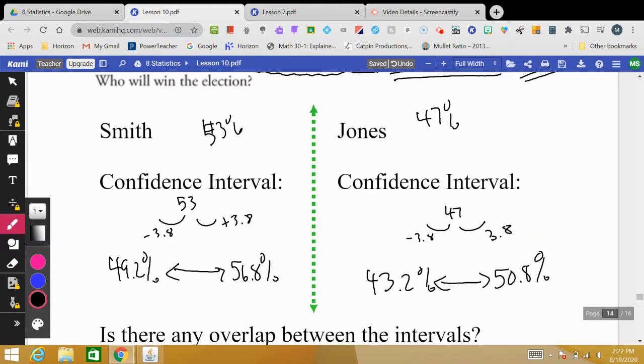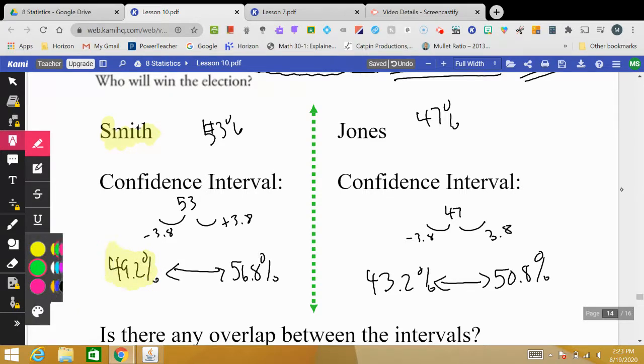Okay, now what this means. It means that Smith, in fact, does not have it in the bag. If you look at Smith's lowest number, that's 49.2%. If you look at Jones's highest number, it's 50.8%. So could Jones upset Smith in a victory?